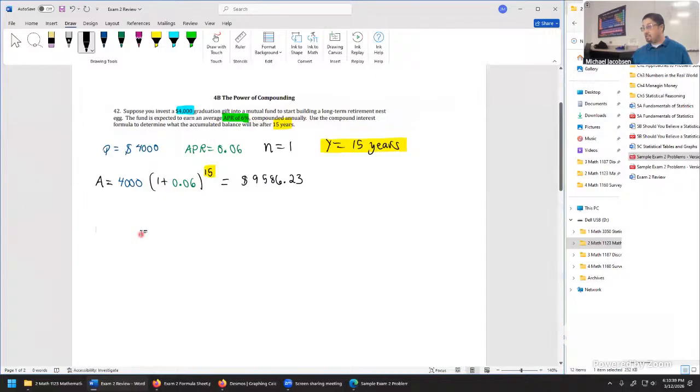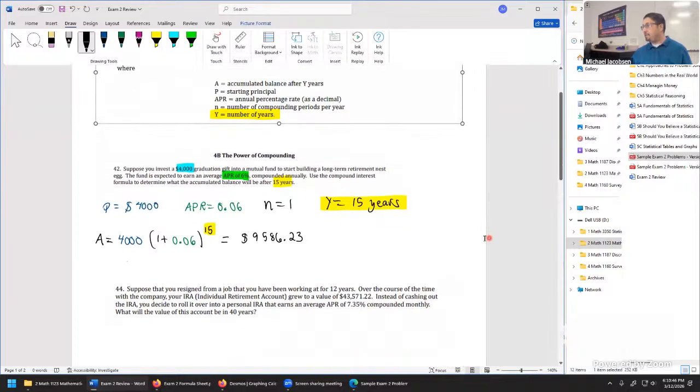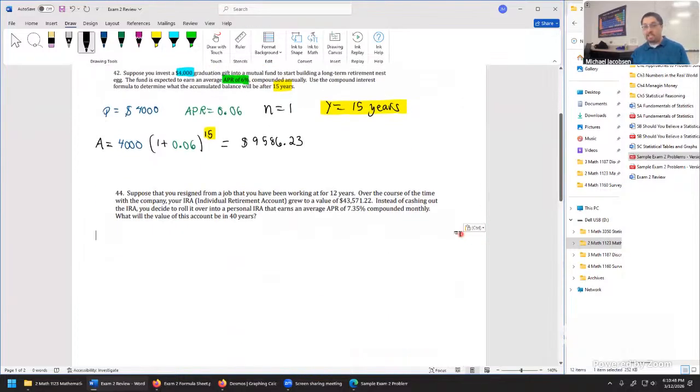So let's put this down on review and try it out again. Well, we could cite that formula as we need. Let's maybe scroll down to this point.